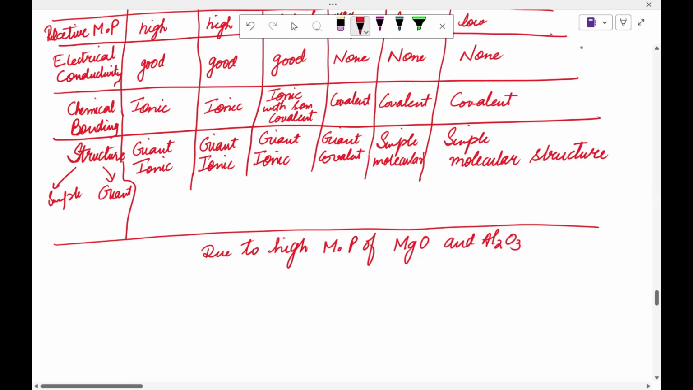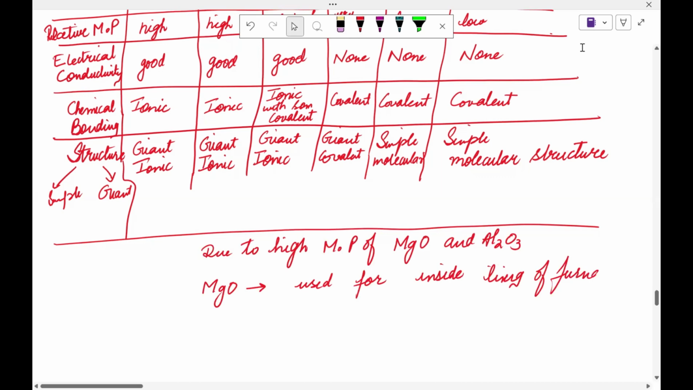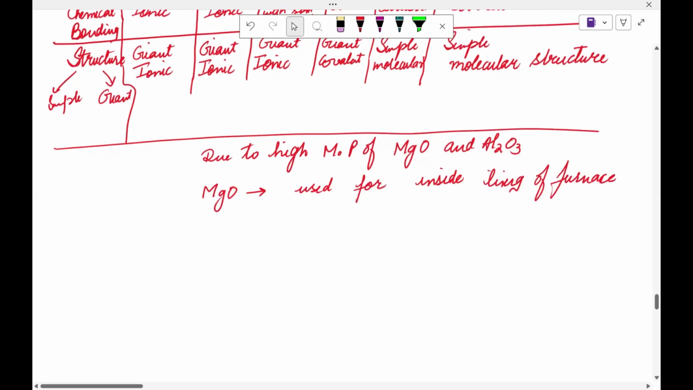Okay, so magnesium oxide is used for the inside lining of furnaces. We know that in the furnace, different kinds of reactions take place, and they take place at quite high temperatures. So the inside lining of this furnace is made up of magnesium oxide.